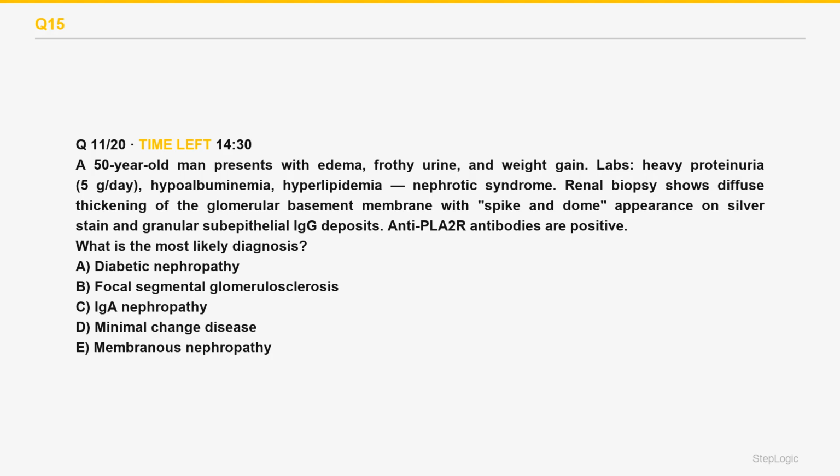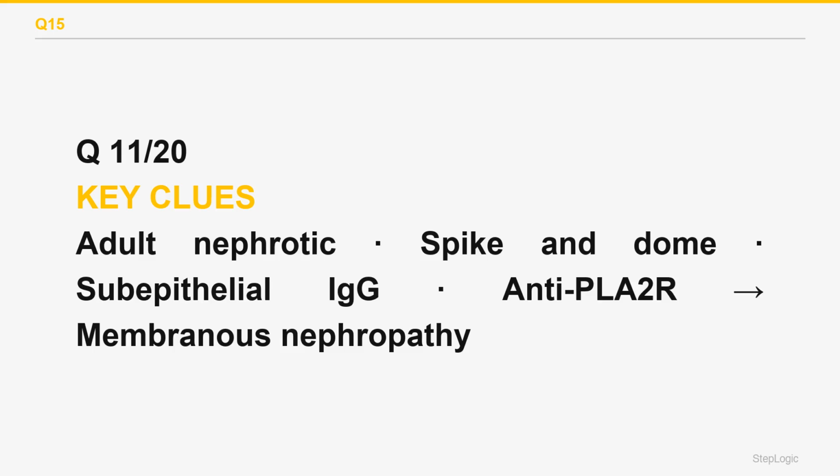Read the question: most likely diagnosis. Adult nephrotic syndrome, spike and dome, subepithelial IgG, anti-PLA2R: membranous nephropathy. Membranous nephropathy is a leading cause of primary nephrotic syndrome in adults. The pathology is diagnostic. Immune complexes deposit in the subepithelial space along the glomerular basement membrane, and the basement membrane reacts by laying down new material between the deposits, creating the spike and dome appearance on silver stain.